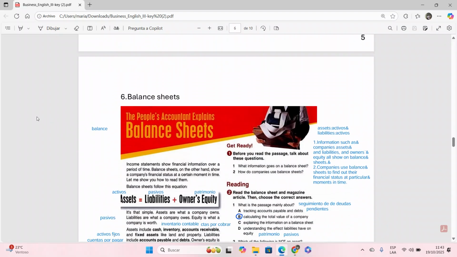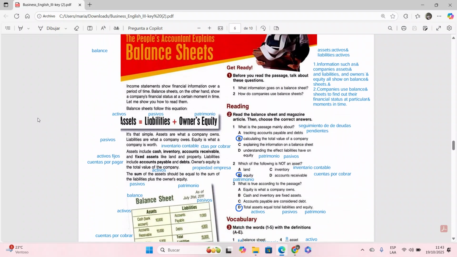6. Balance sheets. 1. What information goes on a balance sheet? Information such as company assets and liabilities and owner's equity all shown on balance sheets. 3. How do companies use balance sheets? Companies use balance sheets to find out their financial status at particular moments in time.